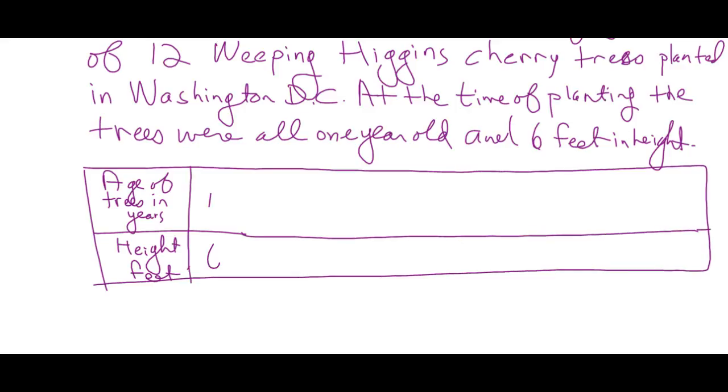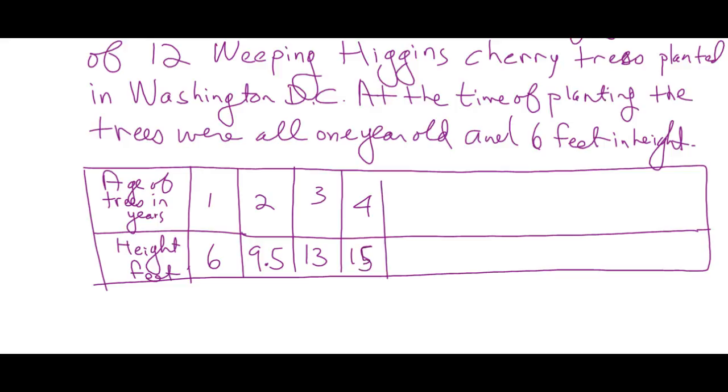So they were 1 year old and 6 feet, 2 years, 9.5 feet, then 1, 2, 3, 5 years, 16.5. So what do we know about trees? Trees, like puppies or kids, grow a lot in the beginning, and then their growth slows down, right?